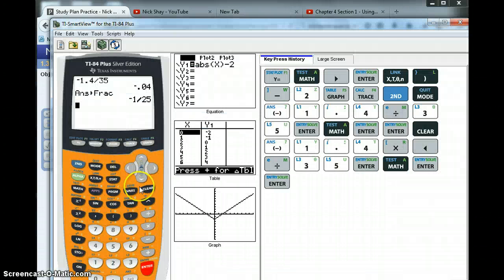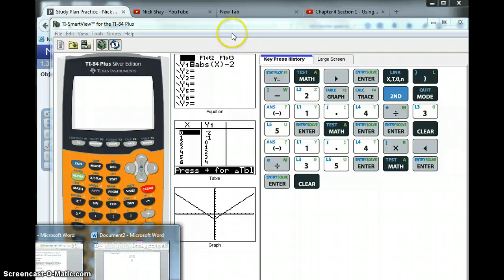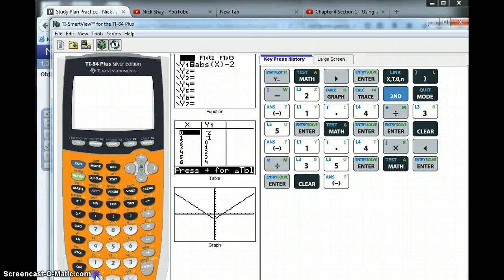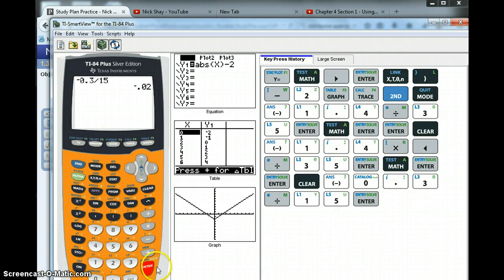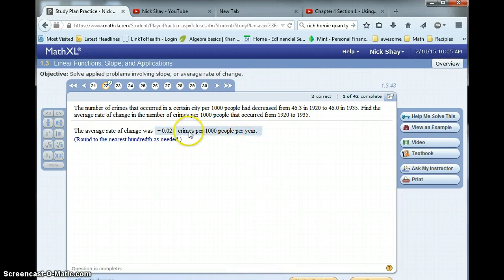So I'm going to go to my calculator, I'm going to clear this out, and I'm going to put in, what was my fraction? I had negative 0.3 over 15. So negative 0.3 over 15, and I'm going to hit enter, and it says negative 0.02. So remember, rounded to the nearest hundredth is 2 decimals, so negative 0.02.